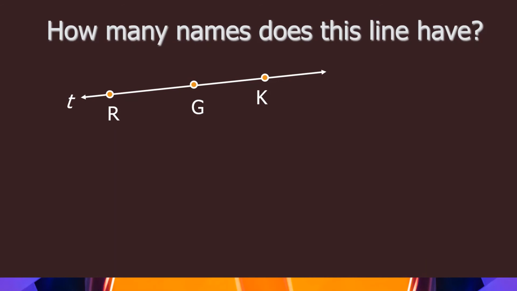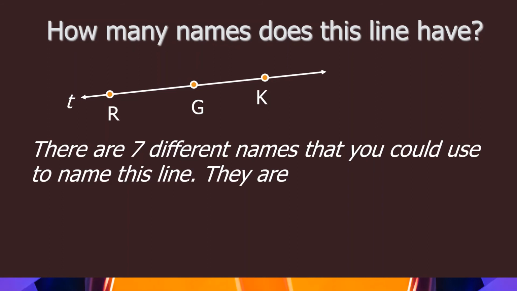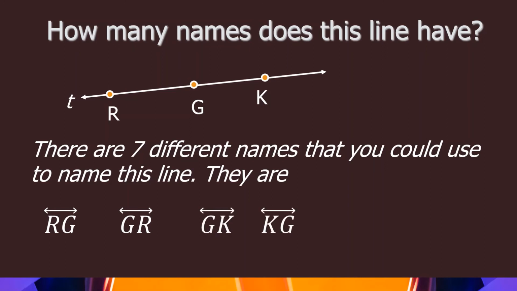How many names does this line have? Correct. There are 7 different names that you could use to name this line. So they are line RG, line GR, line GK, line KG, line RK, line KR, and of course, using the lowercase cursive letter t, which is line t.